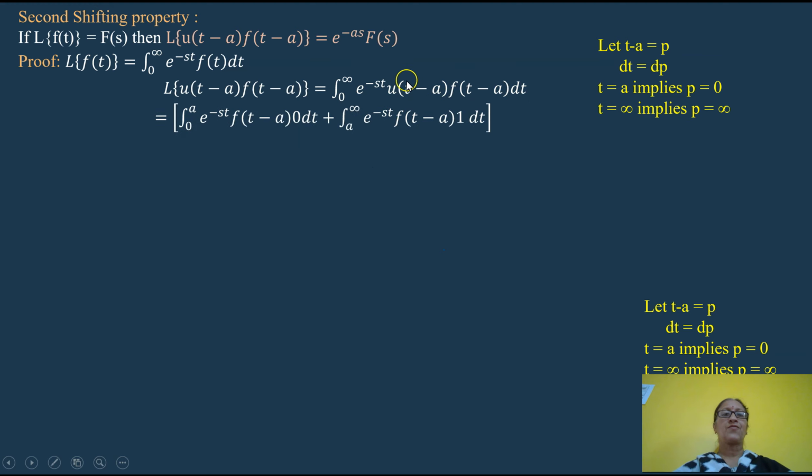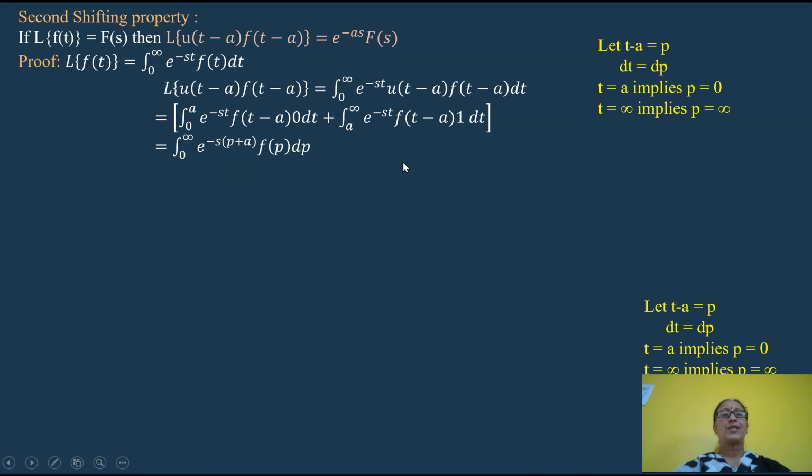Now according to the definition, u of t minus a is 0 when t is less than a, and equal to 1 when t is greater than a. So first we can split this integral into two integrals: integral 0 to a of this integrand dt, plus integral a to infinity of this integrand dt. But when the interval is 0 to a, the value of the unit step function u of t minus a is 0, so here we got 0. Here its value is 1, so we get integral a to infinity e power minus st f of t minus a into 1 dt.